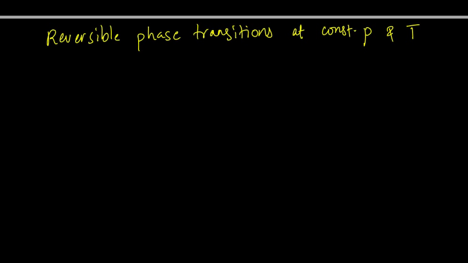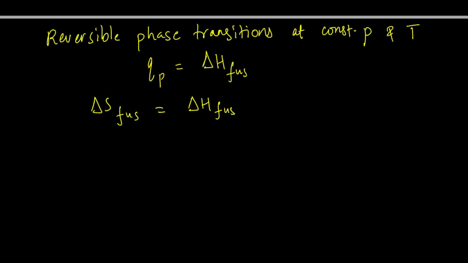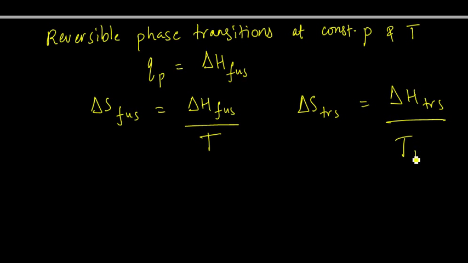What is the heat that has been absorbed? The heat absorbed at constant pressure is equal to just the delta H of fusion. Okay, so the delta S of fusion in this case would be equal to delta H of fusion divided by the constant temperature at which this process is occurring. In general, I can just write that delta S of a transition is equal to delta H of the transition divided by the temperature of transition.